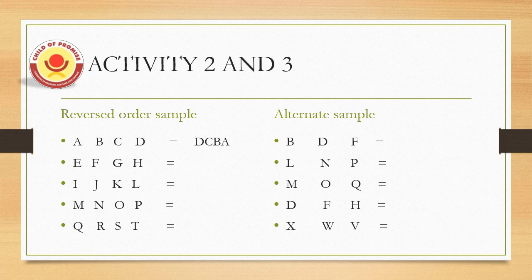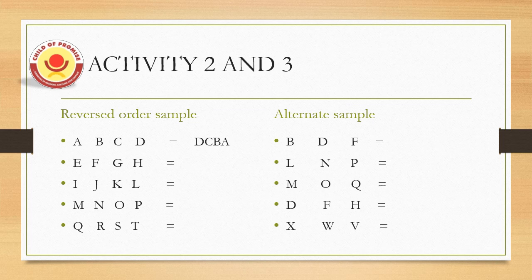The second line as well, remember, we have L, the next letter should have been M, but because we do alternate sample, we skipped M and then we picked N. And of course, O should have been the next letter. Because we do alternate sample, we skipped O and picked P. So which letters do you think should be there? So you also have to skip some letters after P and then place yours on the second row.